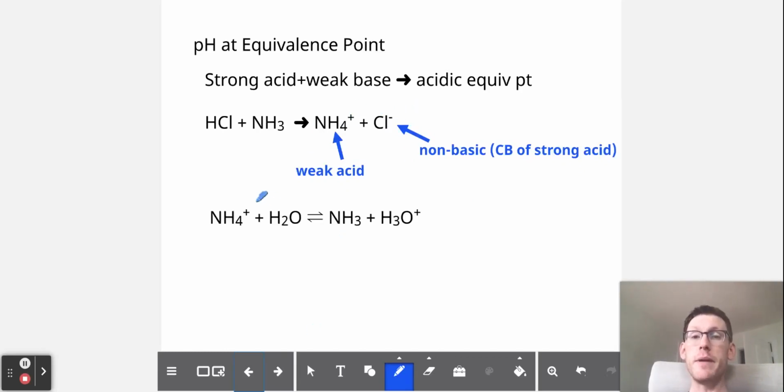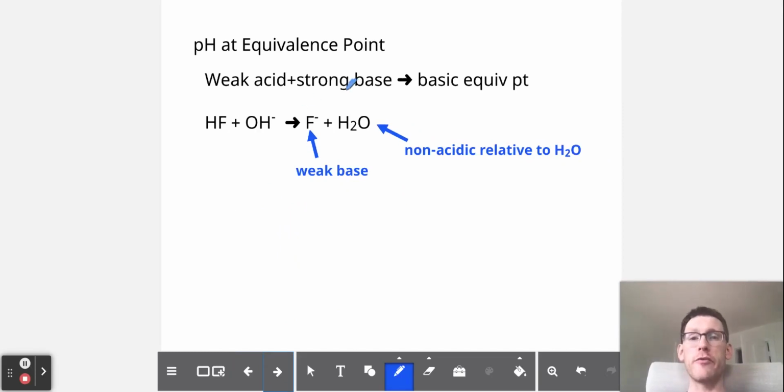The reason being that the conjugate acid, being a weak acid, is capable of reacting with more water that's available and forming H3O+. For a weak acid reacting with a strong base, there will be a basic equivalence point because the conjugate base of a weak acid, for example F-, is basic, and the conjugate acid, being water, is not going to make our water more acidic. Because you have a non-acid and a weak base, the overall net basicity will result in some of this fluoride reacting with water to form hydroxide and raise the pH.